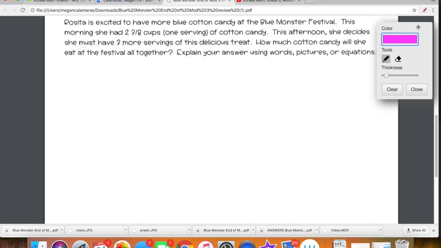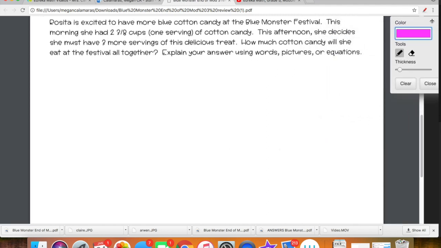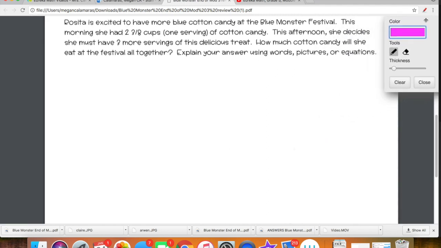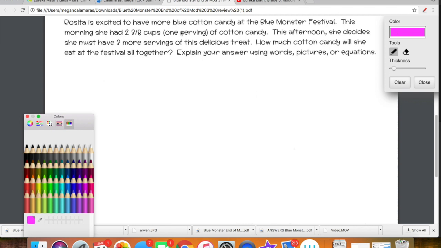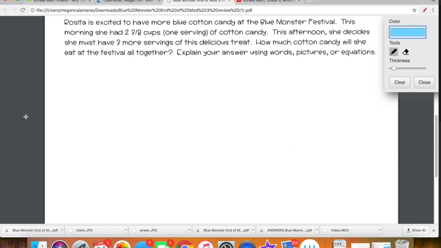The cotton candy color for this next one. This is Rosita and her very unhealthy day of eating. Rosita is excited to have more blue cotton candy at the River Monster Festival. This morning she had 2 and 3/8 cups. That's 1 serving of cotton candy for breakfast. This afternoon, she decided she must have 3 more servings of this delicious treat. How much cotton candy will she eat at the festival altogether? Explain your answer using words, pictures, or equations.